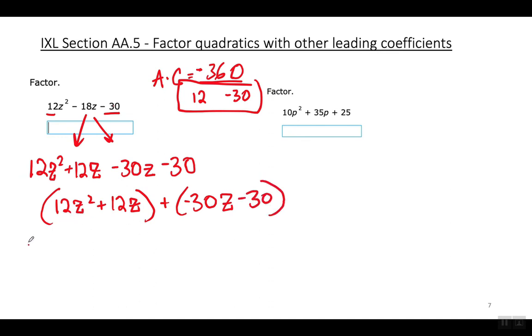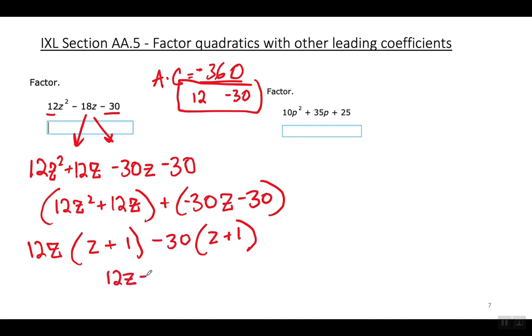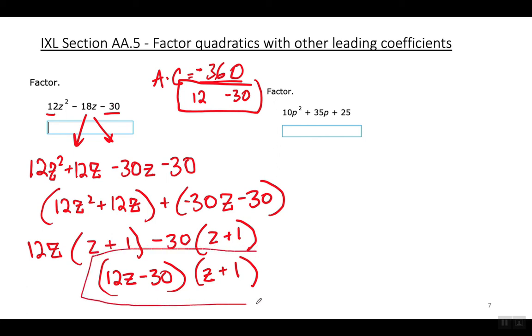All right, so the greatest common factor here would be 12z times z plus 1 and negative 30 times z plus 1. So my answer, I'm not done yet, but my answer would appear to be this. However, if you put this in IXL, it's going to mark it wrong because it's not simplified. It's not fully factored. It could be further factored. So look at my answer a second. Even if you weren't paying attention to the whole thing, this is wrong. Well, it's not wrong. It's just not fully factored.